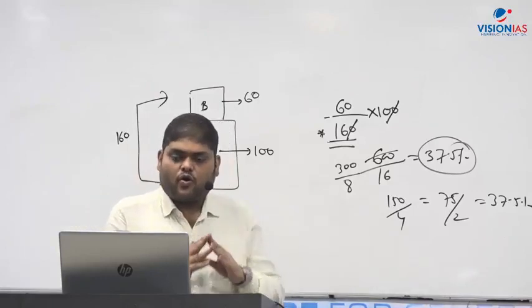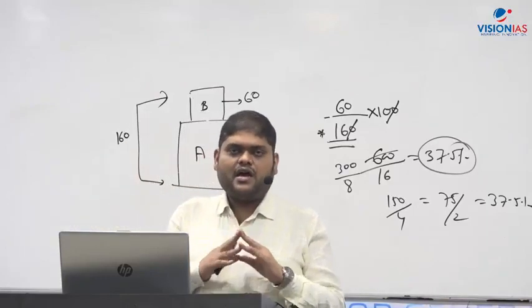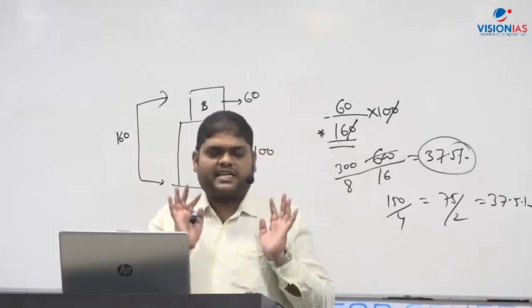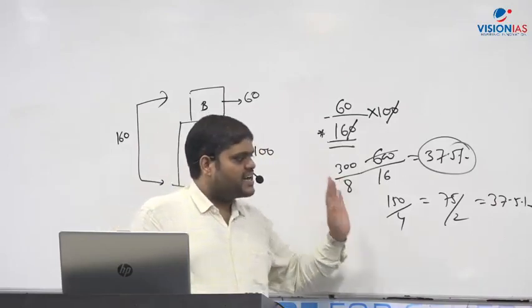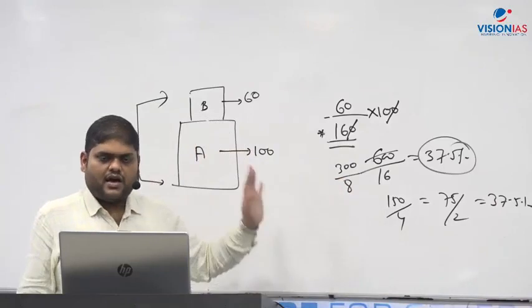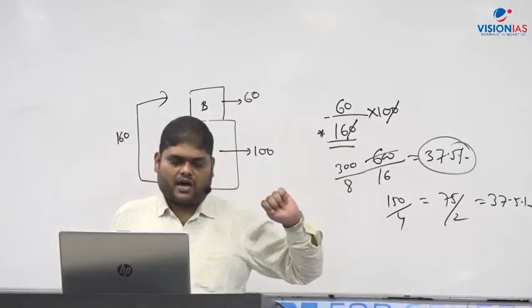The AB formula we apply only when a successive increment or decrement case is there. If a successive increment and decrement case is not there, we cannot apply the AB formula.